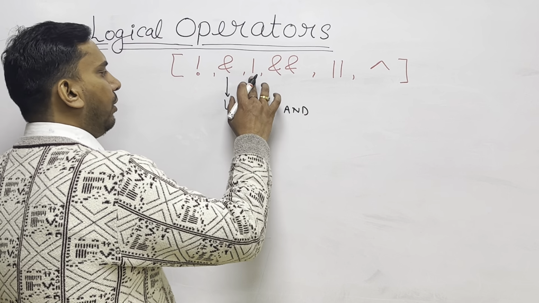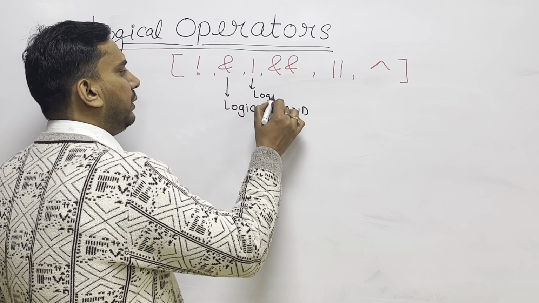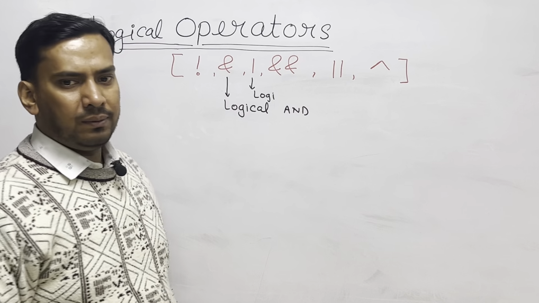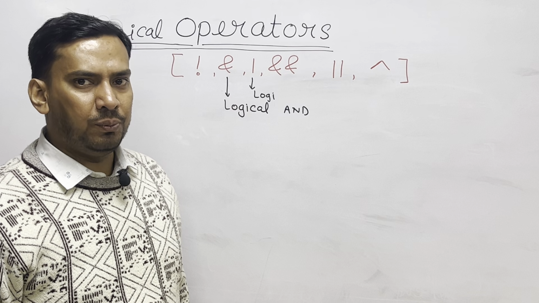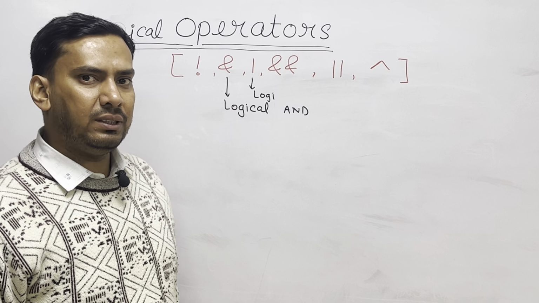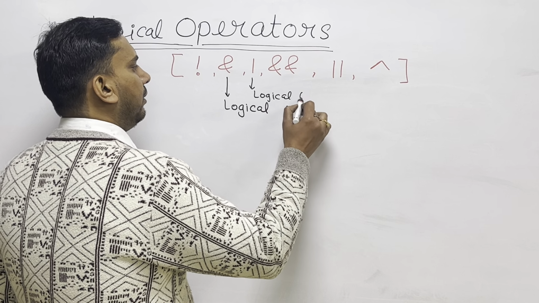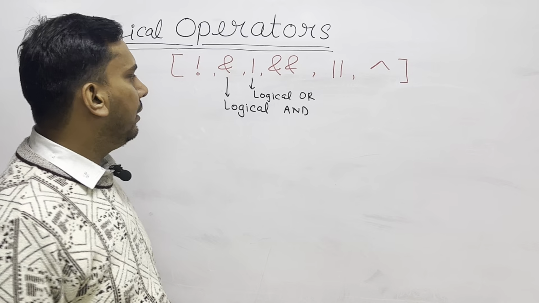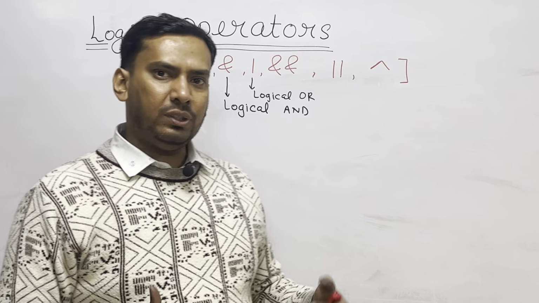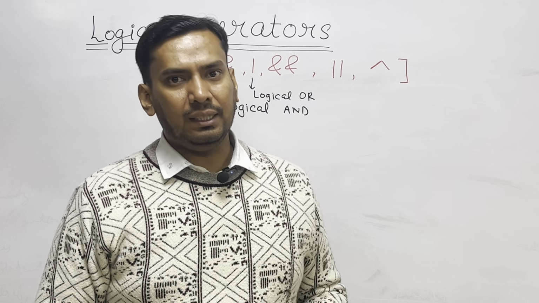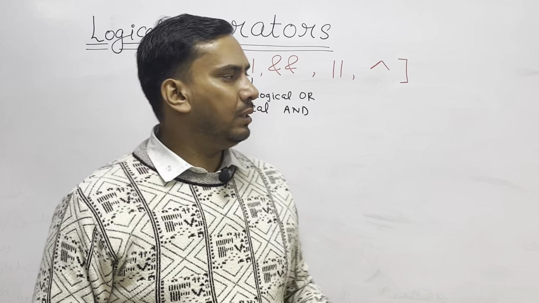This is your logical OR operator, where the result will be true if any of the operands is true. If both the operands are false, then only the result will be false. So this is called logical OR. Then comes the XOR operator. XOR operator says that if both the operands are the same, then the result will be false. Otherwise, the result will be true.